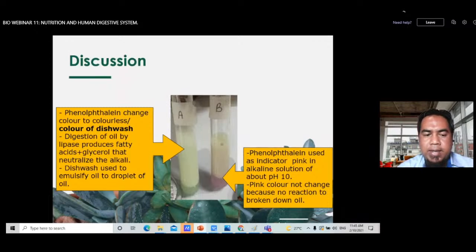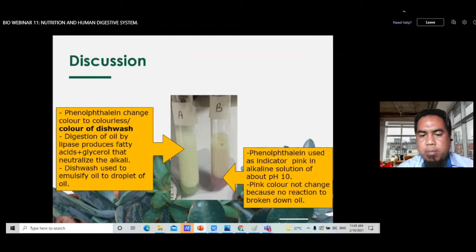tadi. Okay, so tadi kita nampak kan dalam eksperimen tu Cikgu Izzati dia campurkan dengan pencuci, bahan pencuci. Okay, dishwashing. Kenapa dia letakkan bahan pencuci? So tujuannya adalah to emulsify oil, to droplet of oil. Tujuannya adalah untuk mengemulsifikasikan minyak tadi kepada titisan minyak yang lebih kecil.